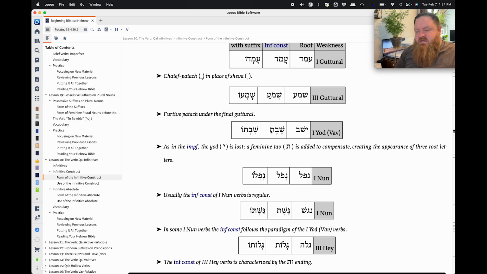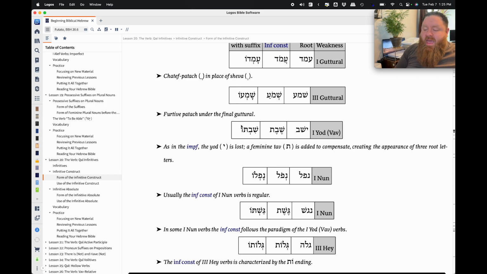And when you see that, you can just take off the segol segol tav, put a yod back at the beginning, and that should give you your verbal root. All right, so yashav becomes shevet. And I should let you know that in these segol segol tav infinitives, the first syllable is always accented. So this is not shevet, this is shevet.